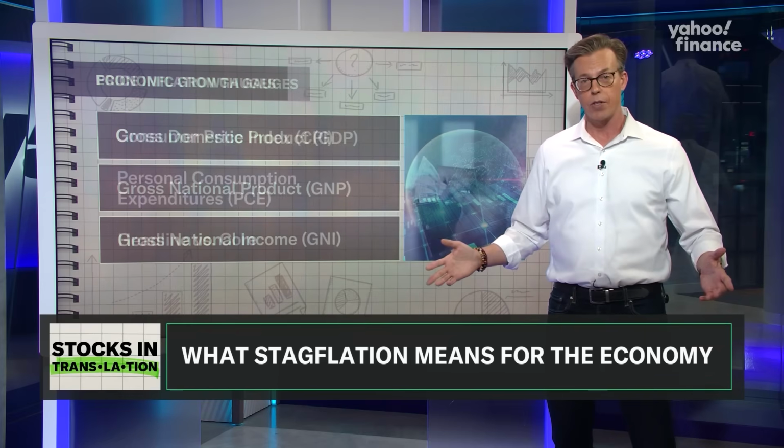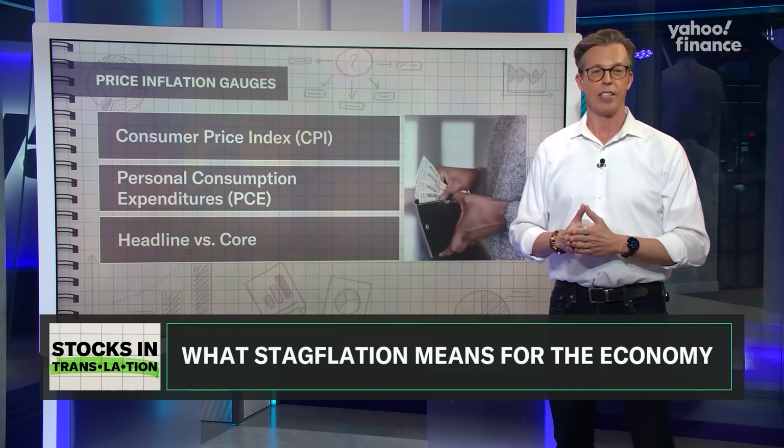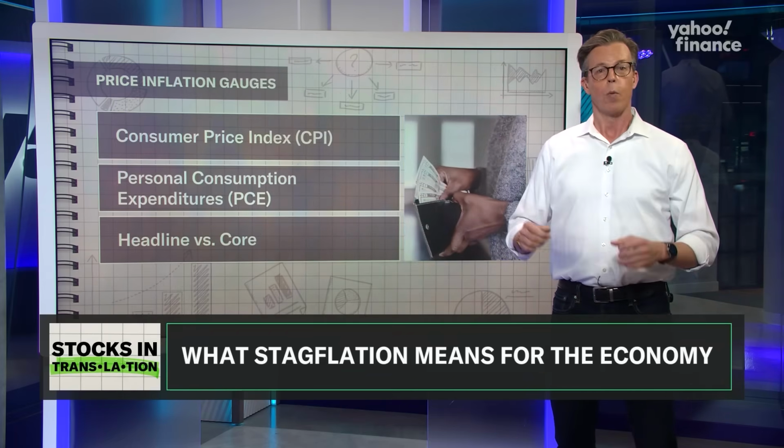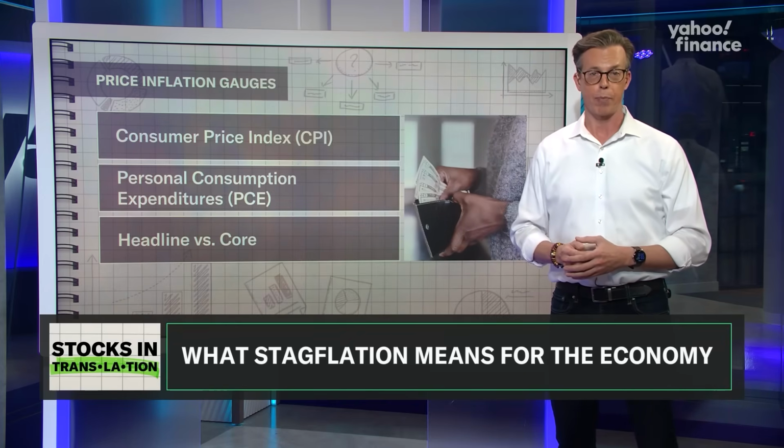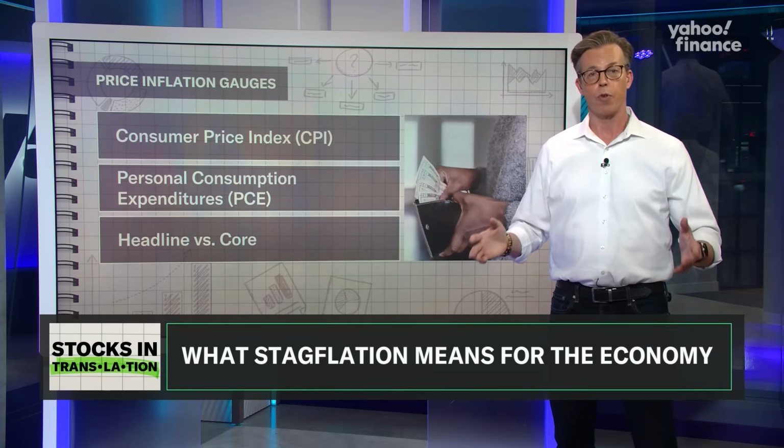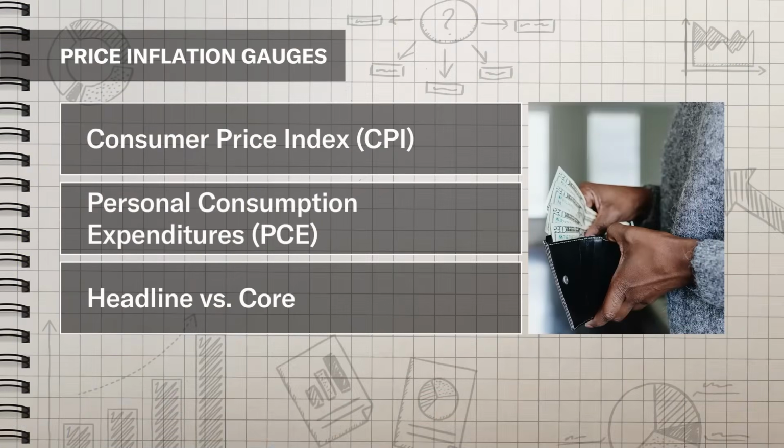Then there's inflation. You've probably heard of the Consumer Price Index, or CPI, which is a household shopping basket. There's also personal consumption expenditures, or PCE, which is a broader base instrument, and it adjusts for substitution, and that's why the Federal Reserve likes to use it. And we should also distinguish between so-called headline inflation and what's called core. Headline includes food and energy, while core strips these volatiles out to see the trend.